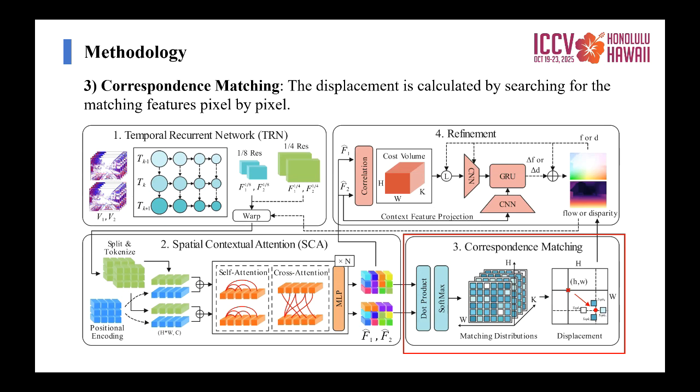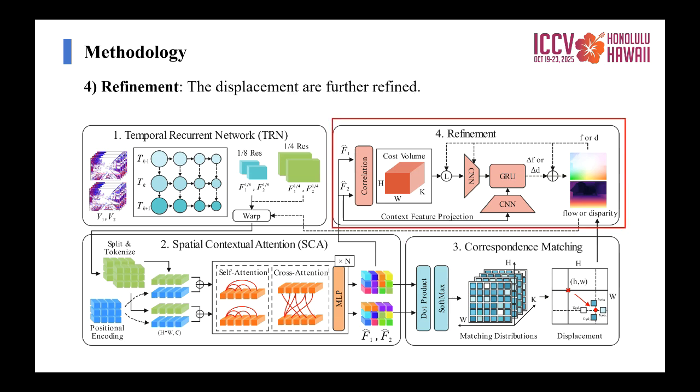We then perform a feature similarity search between the reference and target event maps. Using correlation volumes and softmax normalized similarity scores, we compute dense displacement fields, which correspond to optical flow or disparity. Finally, we refine predictions iteratively and at multiple scales, enhancing local accuracy and edge sharpness. Together, these modules form a compact and efficient framework that works seamlessly for both event-based flow and stereo estimation.